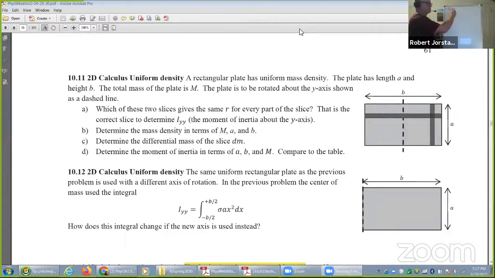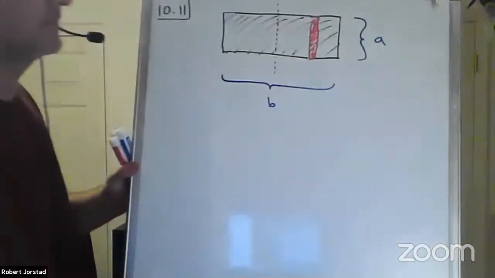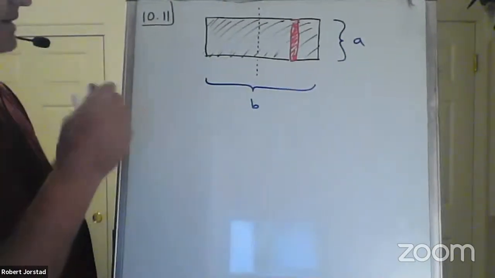10.11. Got a disk here. Got an axis here. We're told that this length is B, and this length is A. And you just told me I need to use the vertical slice. And I think we were told the total mass is M. That's also known, I think, right?